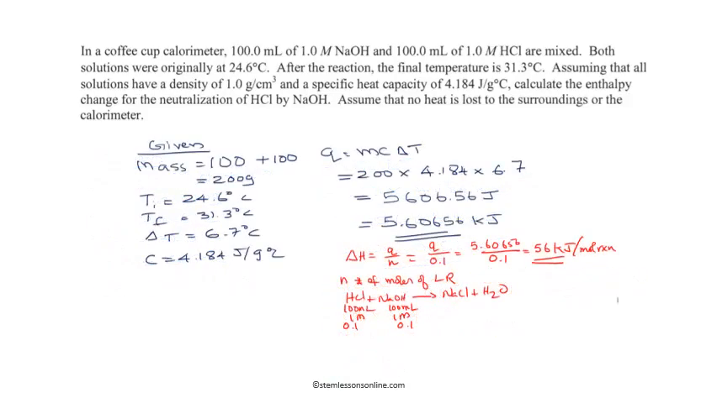The question is, if you read, you can see that temperature is going from 24.6 to 31.3 degrees Celsius. That means that is an exothermic reaction. For exothermic reaction, we know the delta H value will be negative. So I will rewrite the answer. Delta H equal negative 56 kilojoules per mole reaction, because that is an exothermic reaction. So that's going to be our answer.